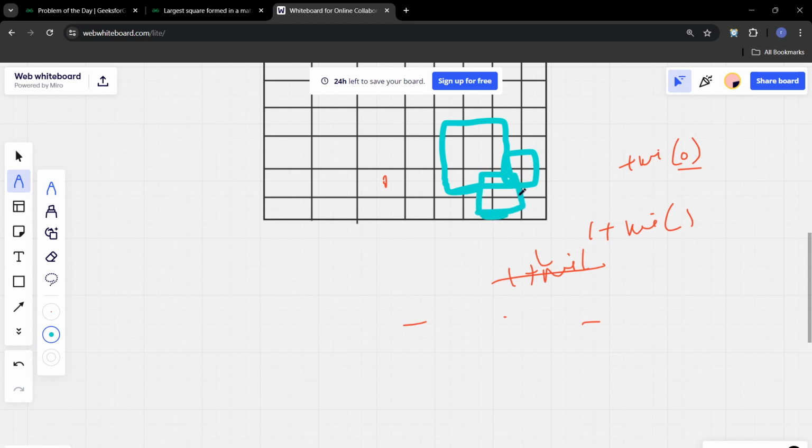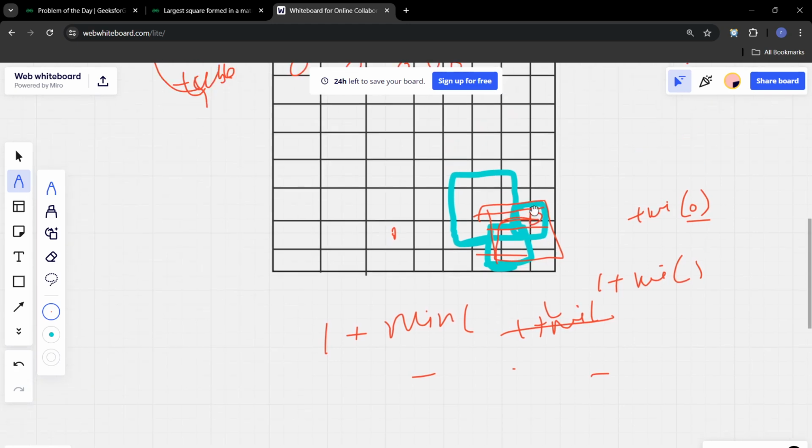Now intersecting these three, what will be the answer? This one, right? How did this come? At least these three elements are ones, these three are ones, these three are ones. We are intersecting these three, which means we are minimizing. Intersecting means the minimum of these three elements, these three tables.